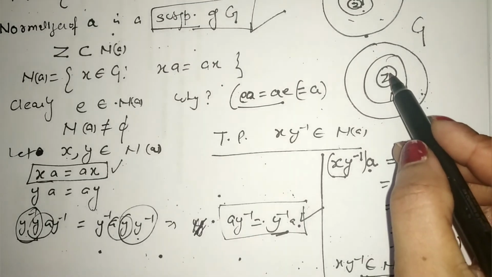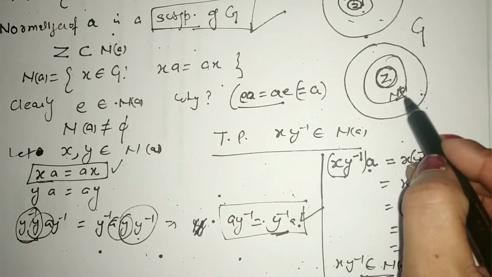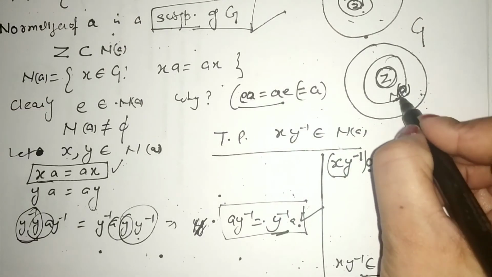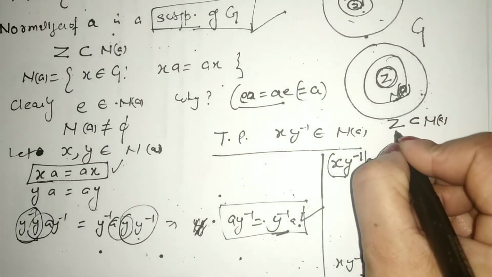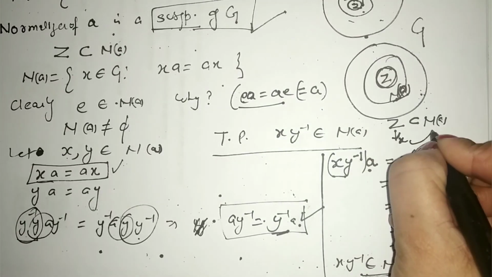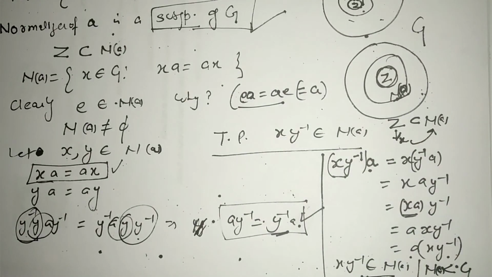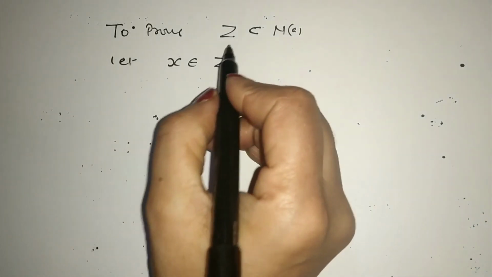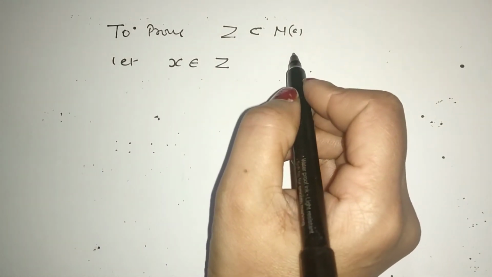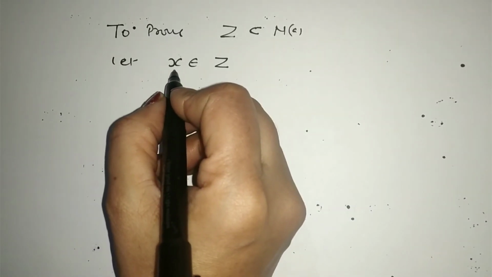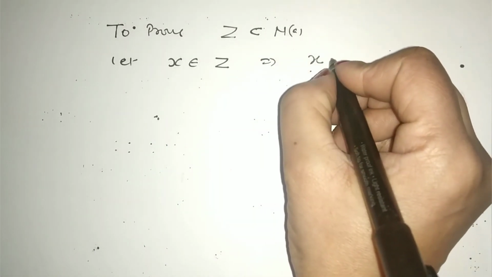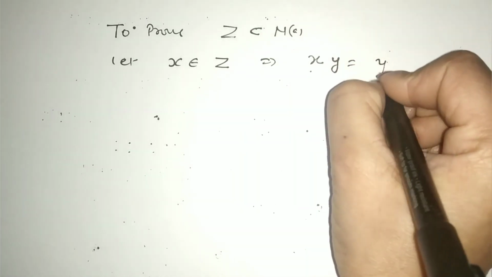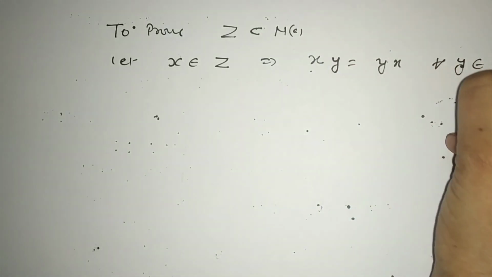Now the next thing we have to prove is that Z is a subset of Na. Z is contained in Na. So we have to prove Z is a subset of Na, for which we have to take one element from this set and we will prove that this element is also in Na. In this way you can prove one set to be a subset of the other. So to prove Z is a subset of Na, let X be some element of Z. It means X will commute with each element of G, for all Y belongs to G.